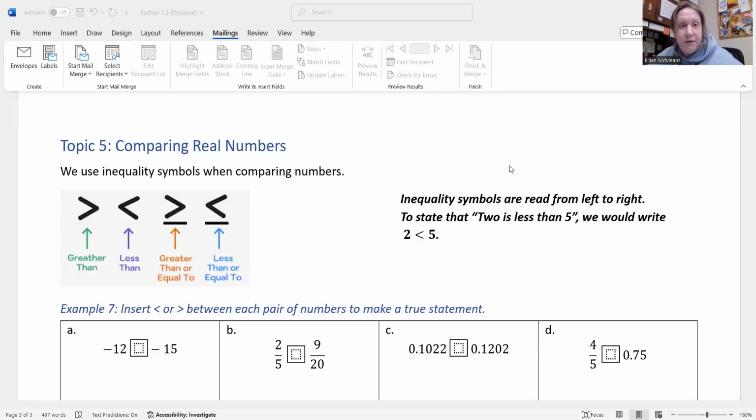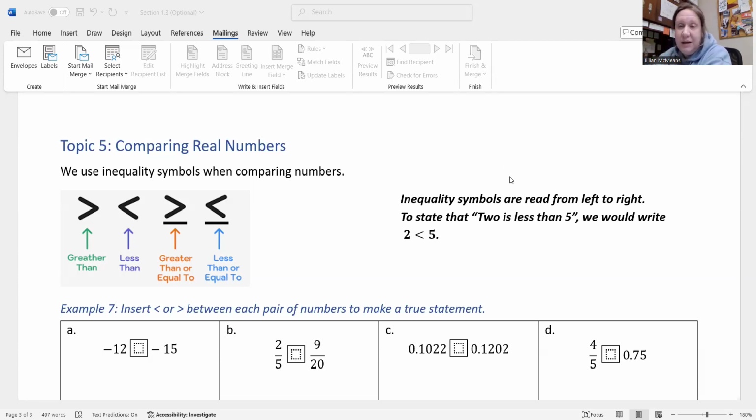The focus for topic 5 is comparing real numbers. So you may have to reach back into your brain for some of this, but we use what are called inequality symbols when comparing numbers. So hopefully you have a general memory or understanding of what inequality symbols are.